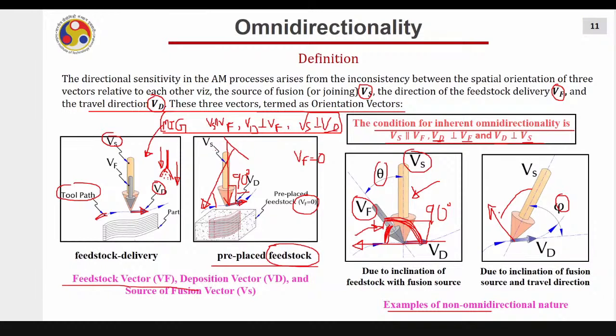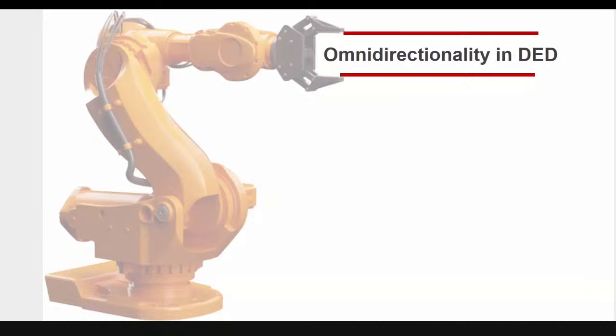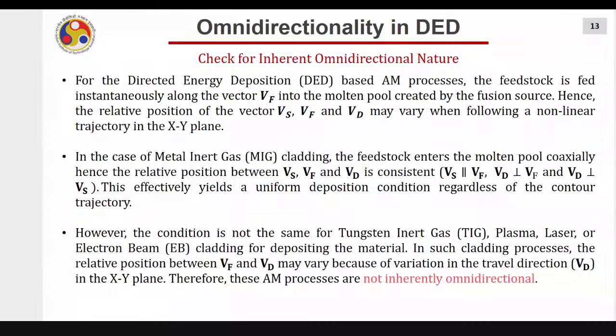Now I'll extend this towards each and every additive manufacturing process. So let us first consider omnidirectionality in DED, directed energy deposition. For the directed energy deposition based additive manufacturing processes, the feedstock is fed instantaneously along vector Vf into the molten pool created by the fusion source. Hence, the relative position of vectors Vs, Vf and Vd may vary when following a non-linear trajectory in the XY plane.